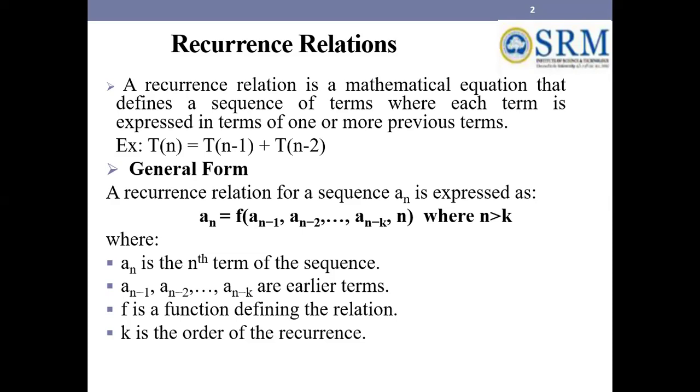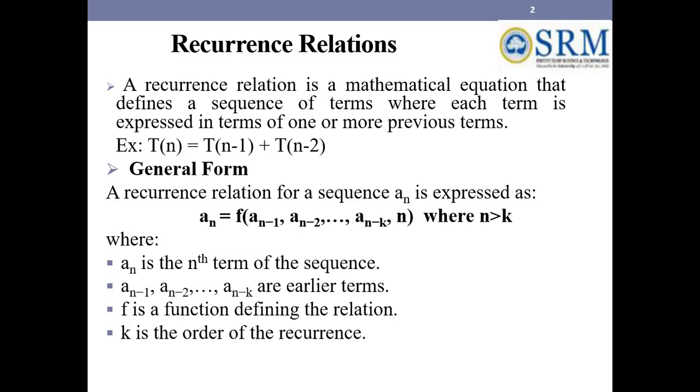One example is T of n is equal to T of n minus 1 plus T of n minus 2. That is, time complexity of n is equal to time complexity of n minus 1 plus time complexity of n minus 2. So these are mathematical recurrence relations we get from the algorithm. So we have to solve these recurrence equations to find the time complexity.